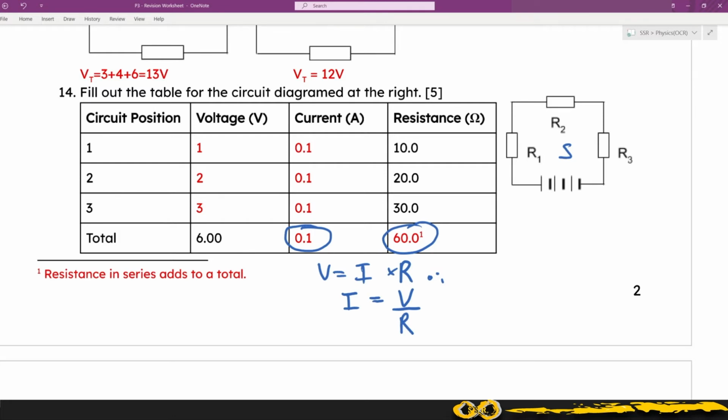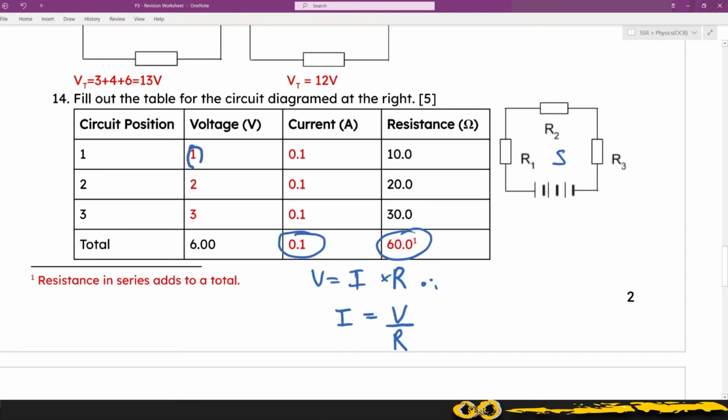From there, we can use V equals IR in order to discover each of these individual voltages for each of the three components, and you can then check that those add back up to 6, meaning that you've actually got a way of checking your answer in these questions.